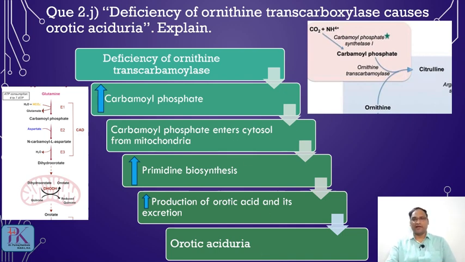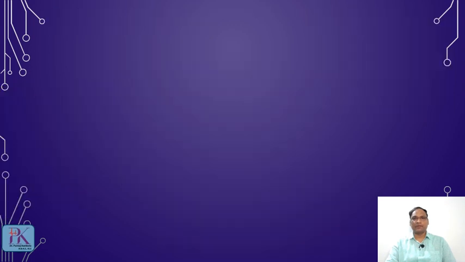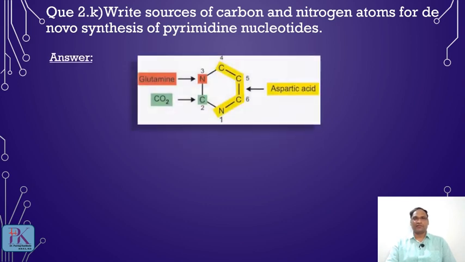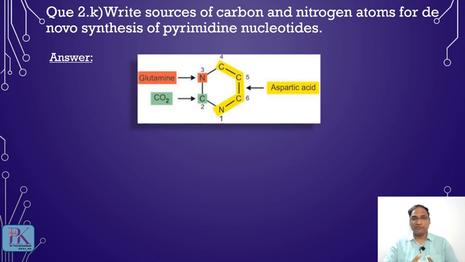So next, let's see the next question. Write the sources of carbon and nitrogen atoms for de novo synthesis of pyrimidine nucleotide. Very easy, don't miss this. You must know the sources of both the purine ring and the pyrimidine nucleotide ring. It is very good if you draw a diagram depicting the various sources.